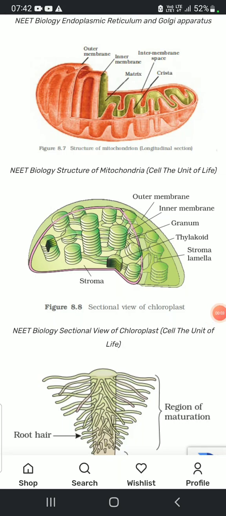NCERT diagrams, class 11 biology. So we have the structure of mitochondria, longitudinal structure. So the outermost layer is the layer which is outside, the outer membrane. Then we have the inner membrane. The inner membrane forms the infoldings called cristae, which can be seen here.